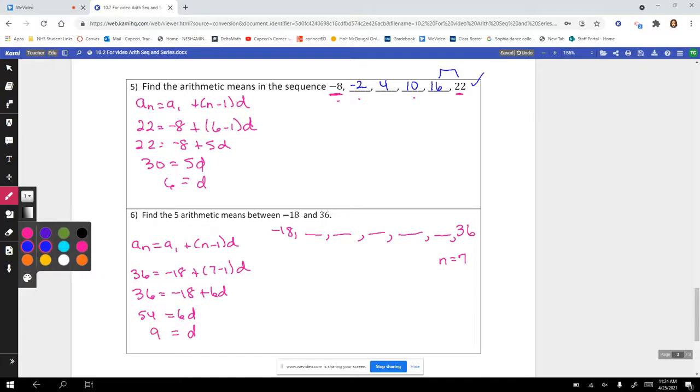So let's check to see if that works. -18 plus 9 gives me -9. And then I go to 0. Add 9 again, add 9 again, add 9 again, and that works, okay? So these values in blue, they are my arithmetic means.